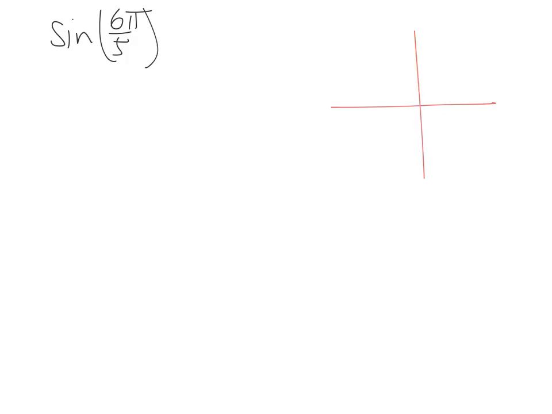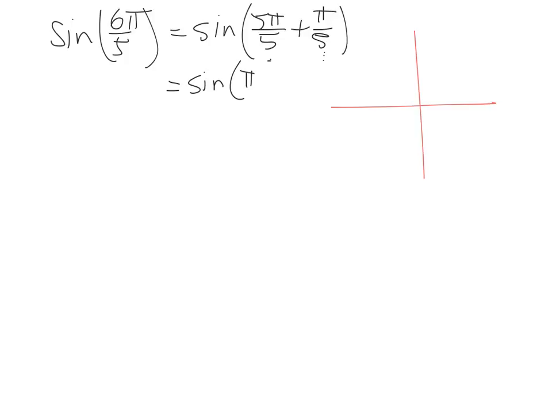So another thing you'll have to be able to do is, once again, use this idea of equivalent angles or angles in different quadrants and whatnot to be able to solve things like this. So let's say we've got sine of 6 pi over 5. Now that equals sine of 5 pi over 5 plus pi over 5. So I've broken it up into two components, which ends up being sine of pi plus pi over 5.